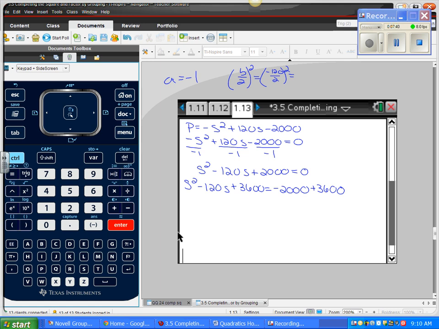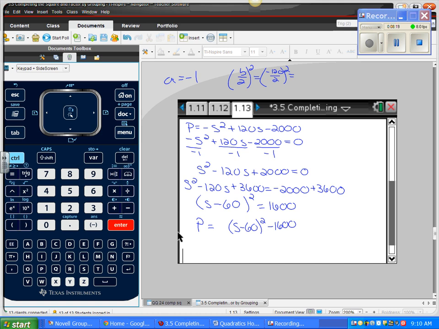Focus. Now what? Find the square root of 3,600, right? 60. So s minus 60 equals 1,600. Sorry, say that again. Yeah, so P equals s minus 60 squared minus 1,600.